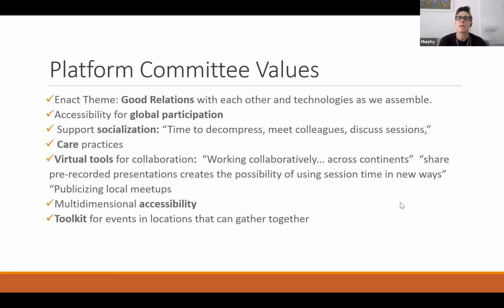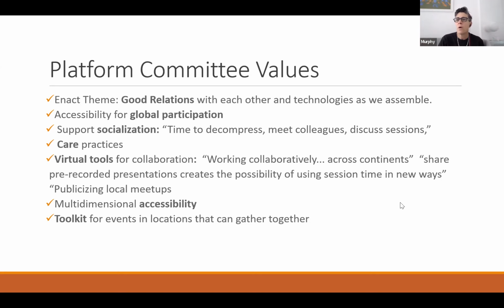And so we started with a set of values, right? The first was the theme of the conference, that we needed to be explicitly talking about and sharing the challenge of trying to be in good relations around technology, knowing it was going to be bumpy, but it was a horizon we were trying to figure out. That it had to be accessible to global participation. So that's time zones, as well as unevennesses in income and currency exchange.